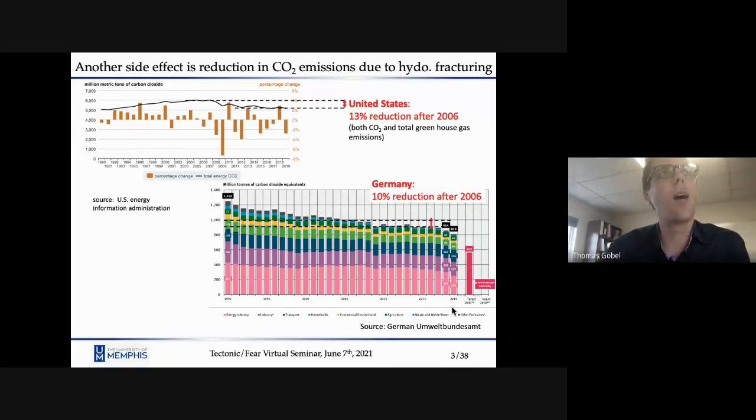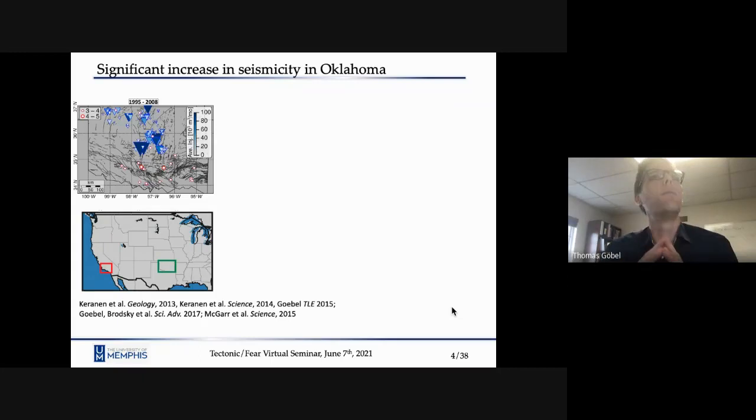Okay. All right, so this is the positive stuff. Let's go back to the negative, meaning induced earthquakes. Let's take a look at Oklahoma, which is obviously a very interesting and unexpected place for induced seismicity.